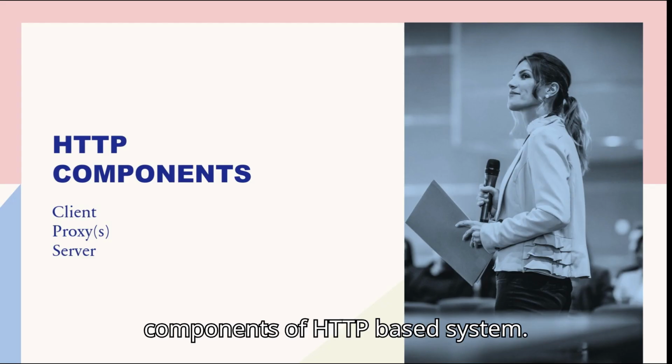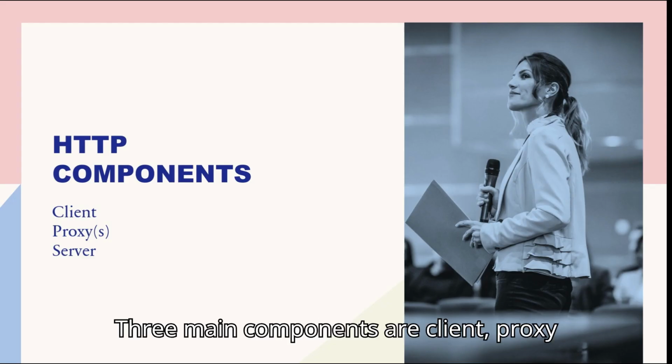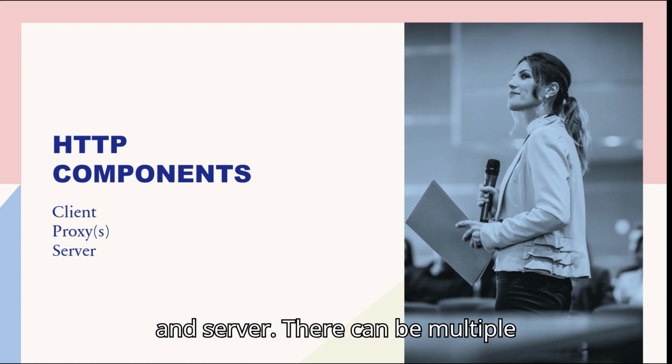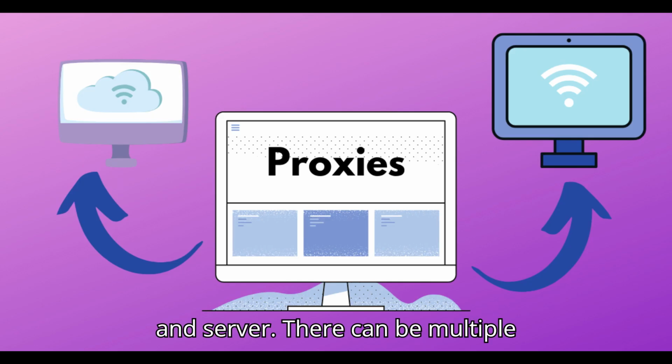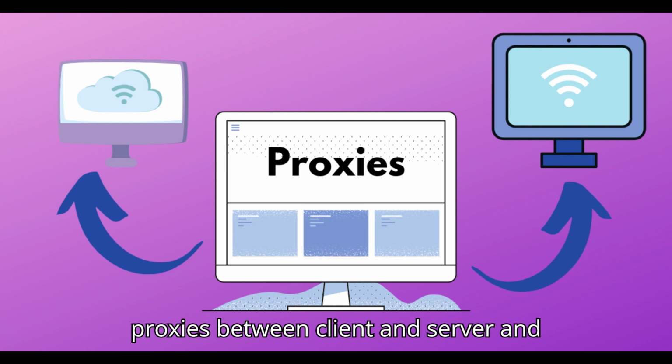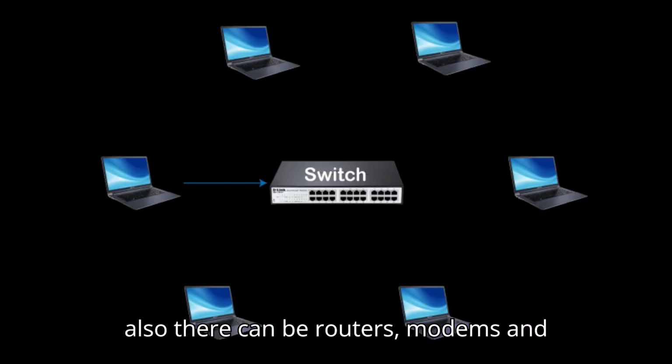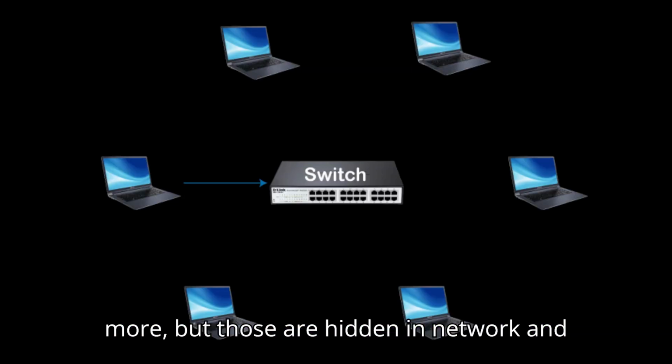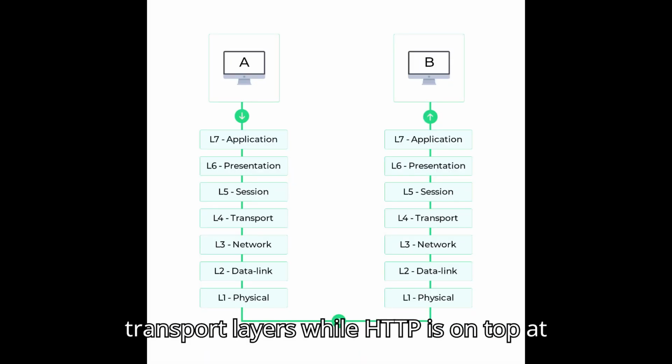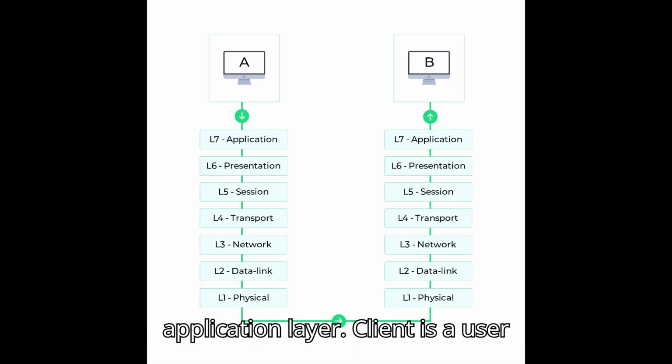Let's look at the components of HTTP-based system. Three main components are client, proxy, and server. There can be multiple proxies between client and server, and also there can be routers, modems, and more, but those are hidden in network and transport layers, while HTTP is on top at application layer.